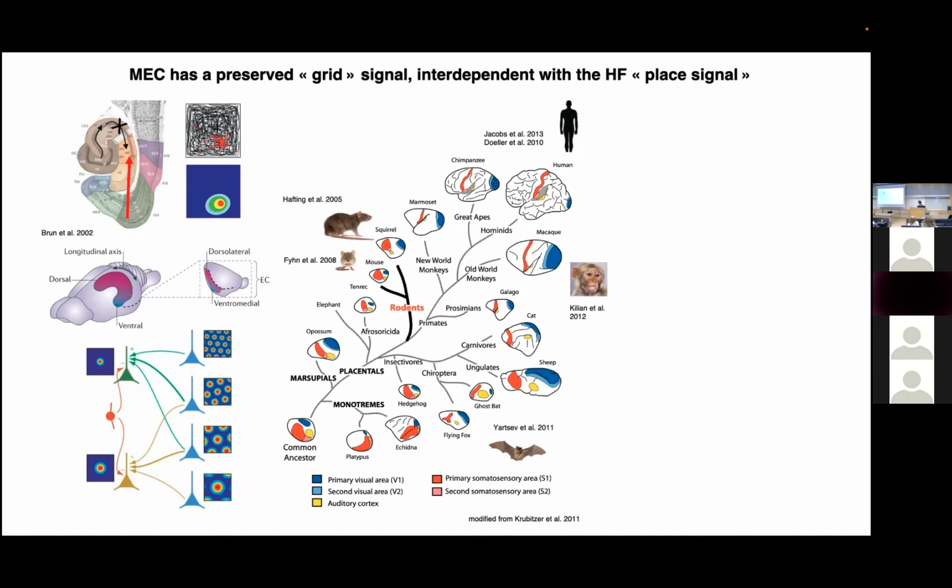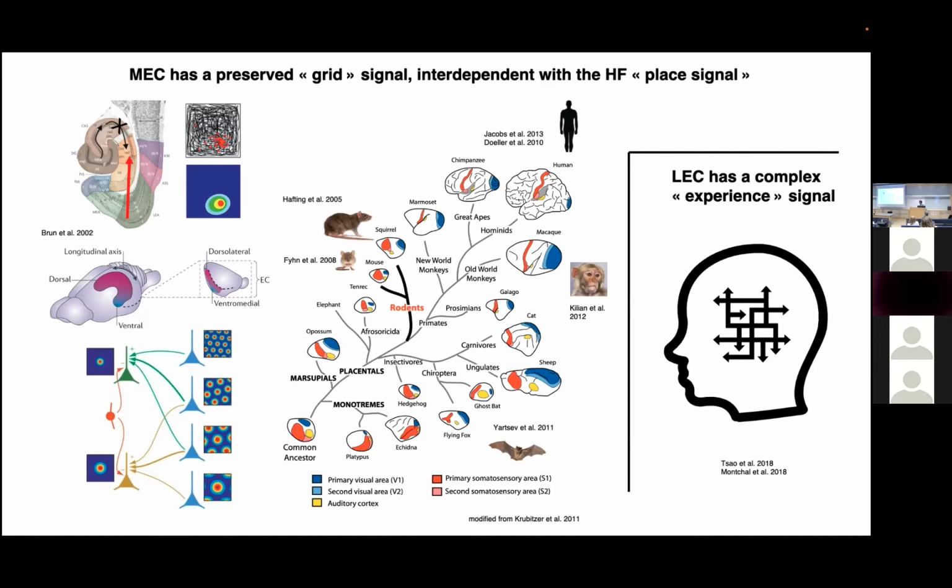But in bats, it has been well found. And it's interesting because bats have a common ancestor that is more primitive than rodents. So likely, this grid signal is something that is very well conserved and that arose at least in a very early mammal.